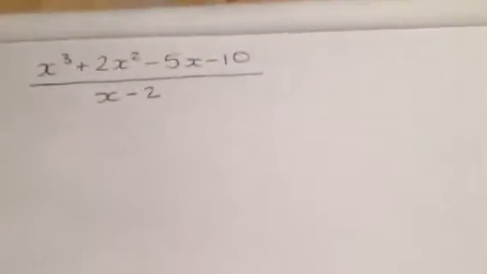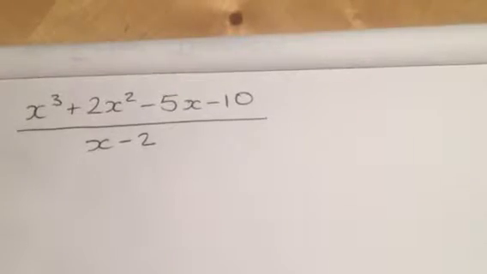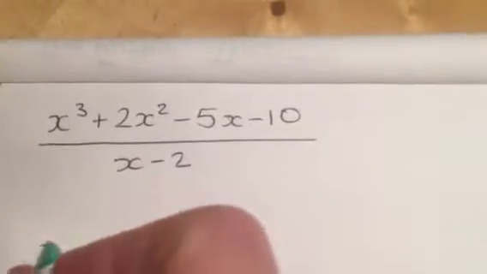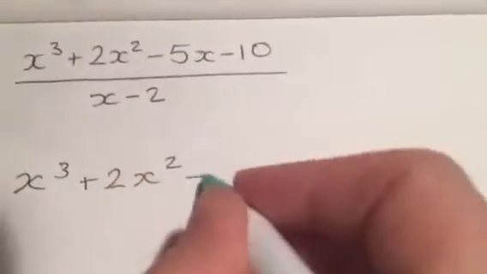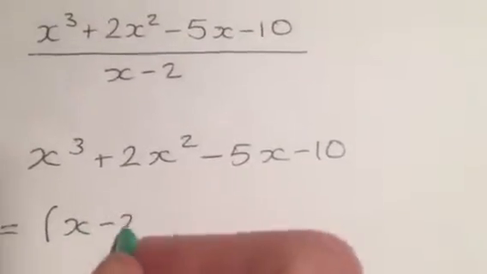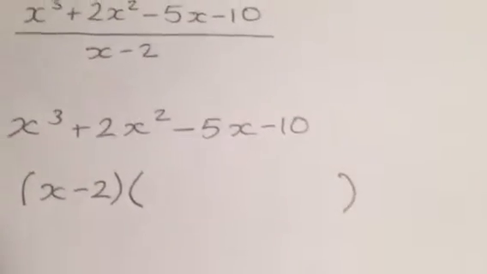Okay, we're looking at algebraic division. So we want to divide x cubed plus 2x squared minus 5x minus 10 by x minus 2. First of all, start out by writing the x cubed plus 2x squared minus 5x minus 10. And we're going to compare that to x minus 2 multiplied by a quadratic.